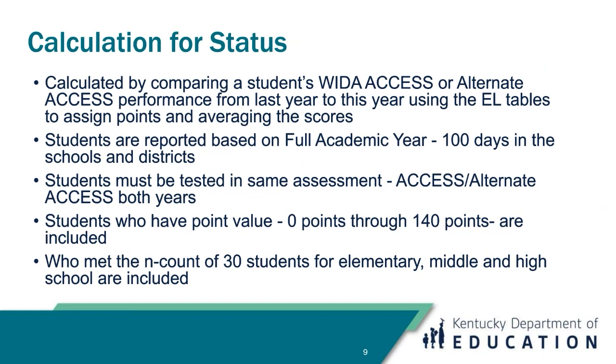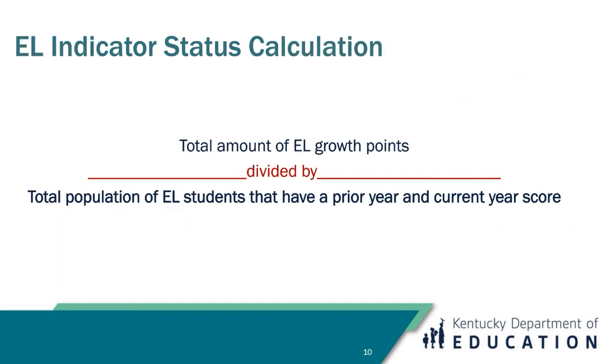And like I said, I went through the point values that you have. Also, those who met the n-count of 30 students for elementary, middle, and high school will be included for status. To get to that calculation, you take the total amount of EL growth points you have from 0 to 140, add all of those up, and divide by the total population of EL students that have a prior year and a current year score.